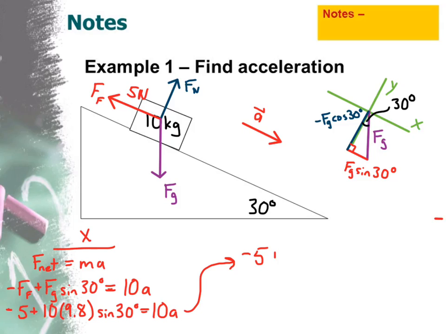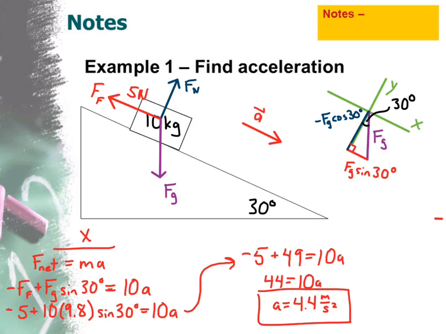Let's continue our work over here. So I have negative 5 plus 49. You might be wondering, why did I write 49? Well, if I take 10 times 9.8, I get 98. And then sine of 30 degrees is 1/2. So 98 times 1/2 gives me 49. And all of that equals 10 times a. Well, I can simplify that left-hand side so that 44 equals 10a. And that means my acceleration is 4.4 meters per second squared.